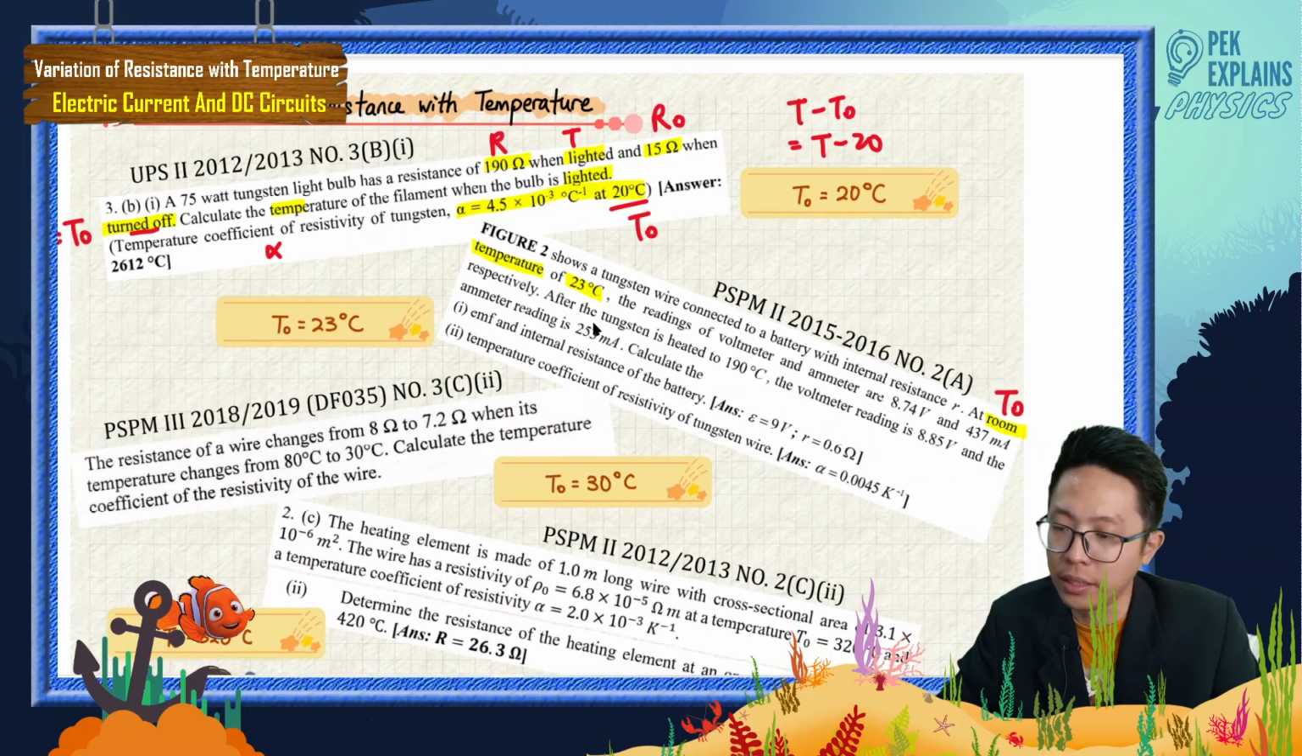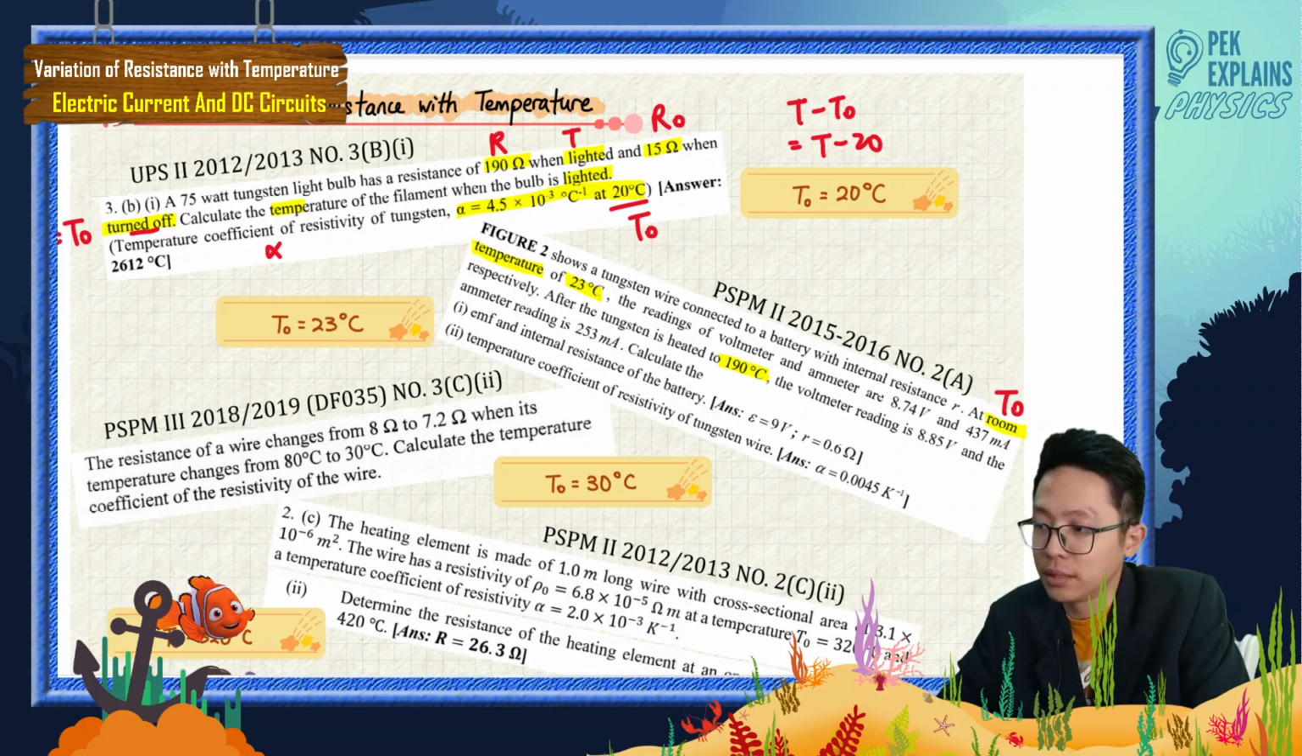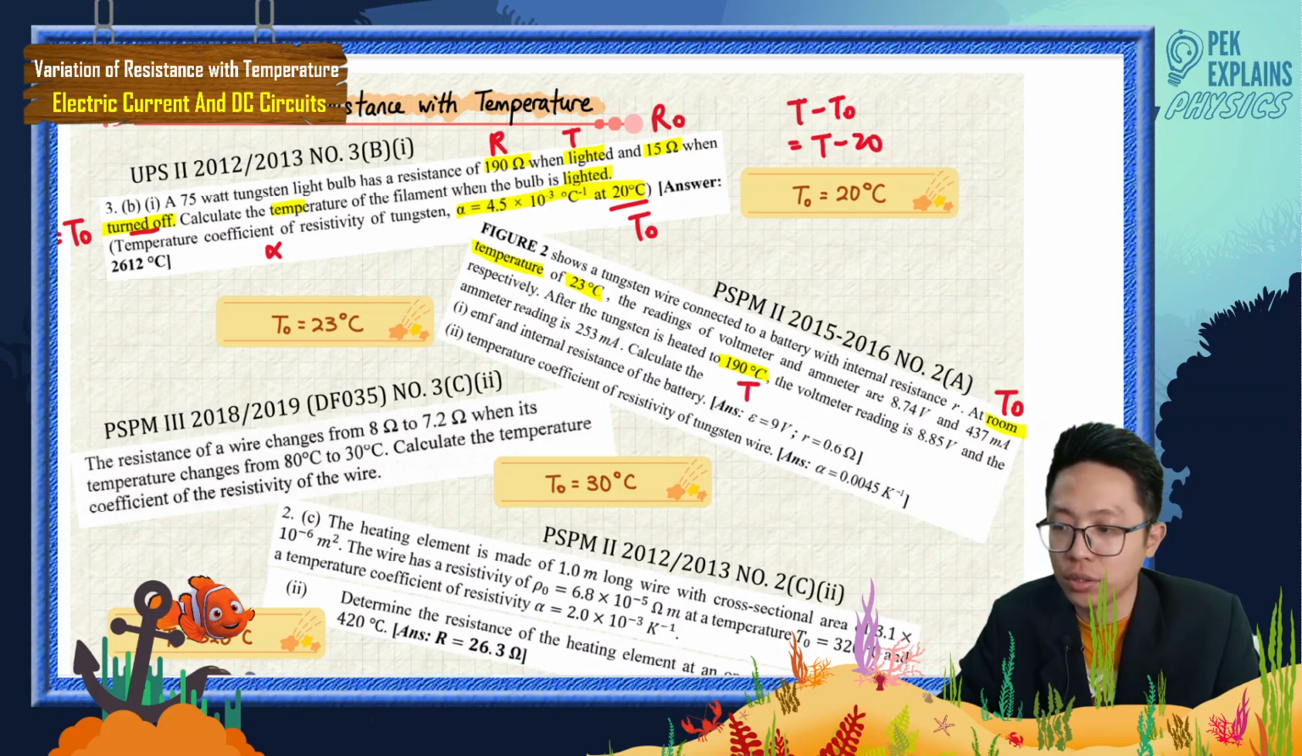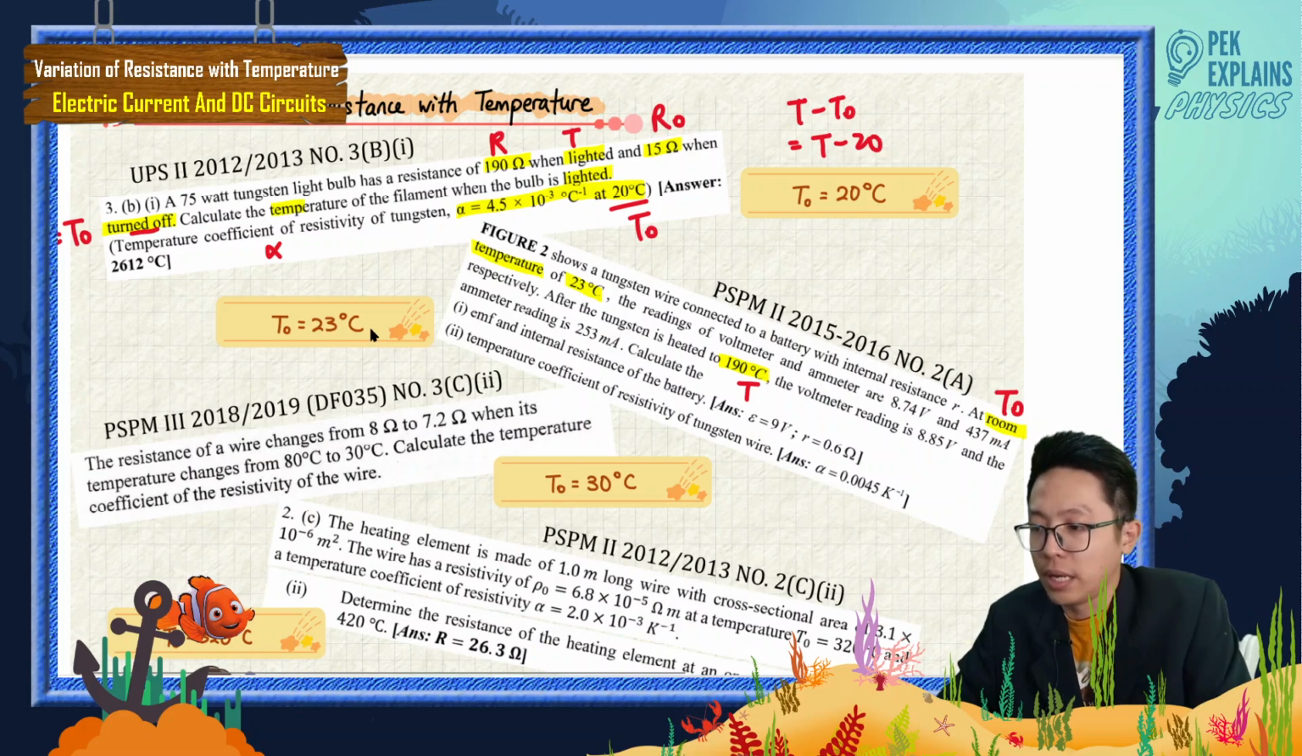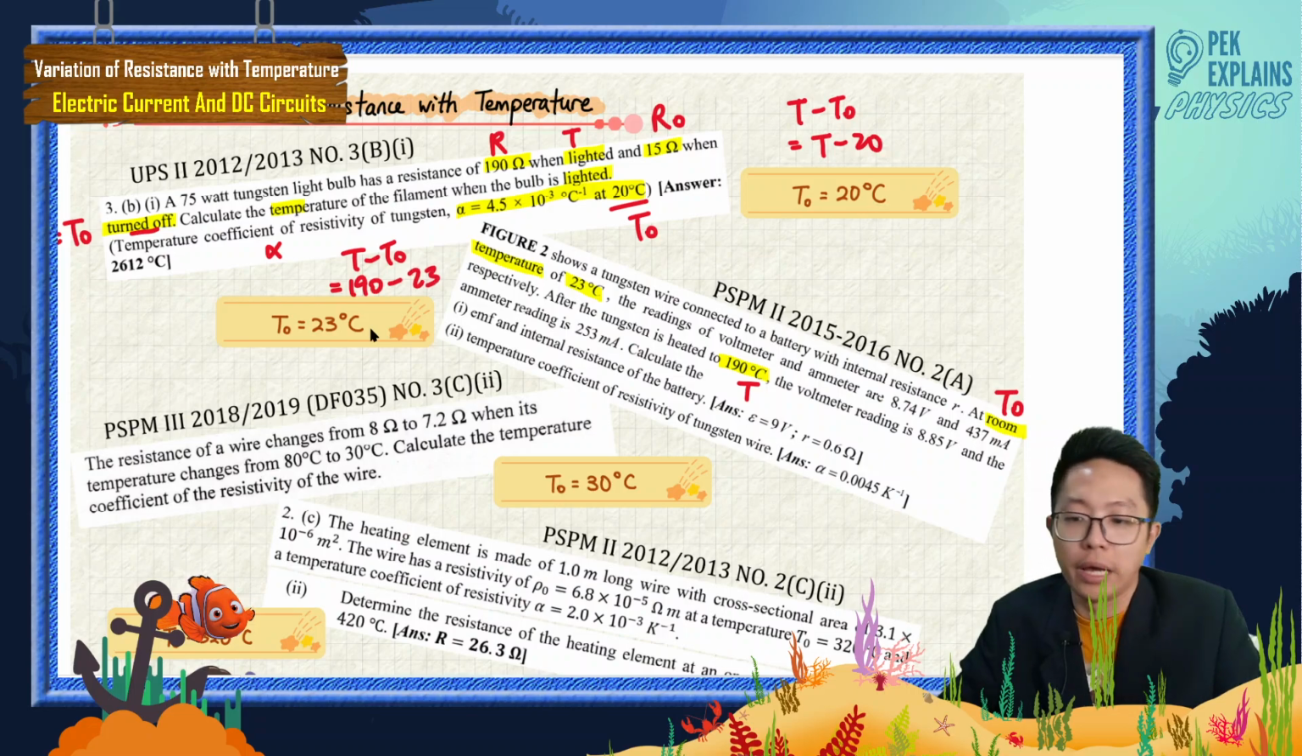And then we have heated up to 190 degrees Celsius here. You see, 190. So this one should be the T. So our T naught is 23 degrees Celsius. So when we minus, how do we minus? T minus T naught, we should use 190 minus 23. You cannot use 23 minus 190. Understand? 23 degrees Celsius must be the room temperature.